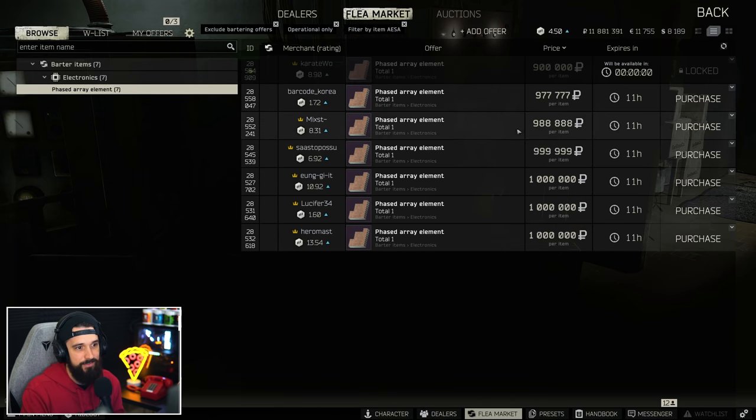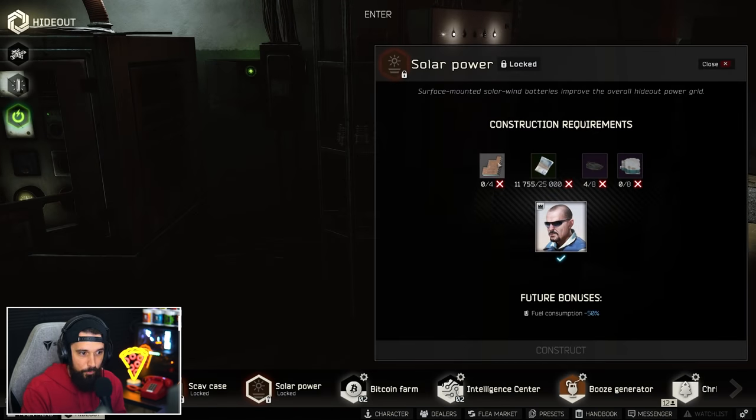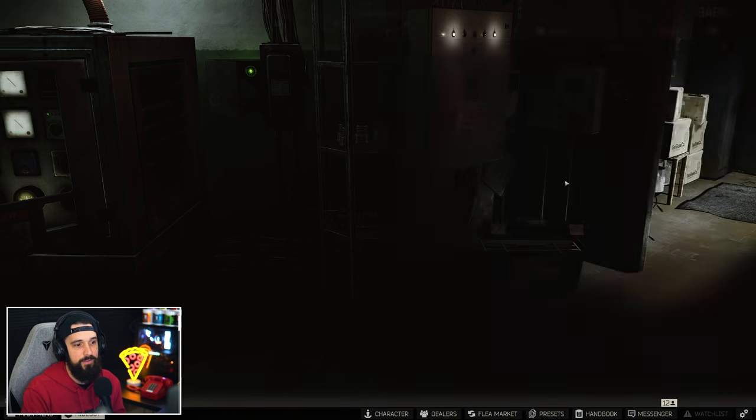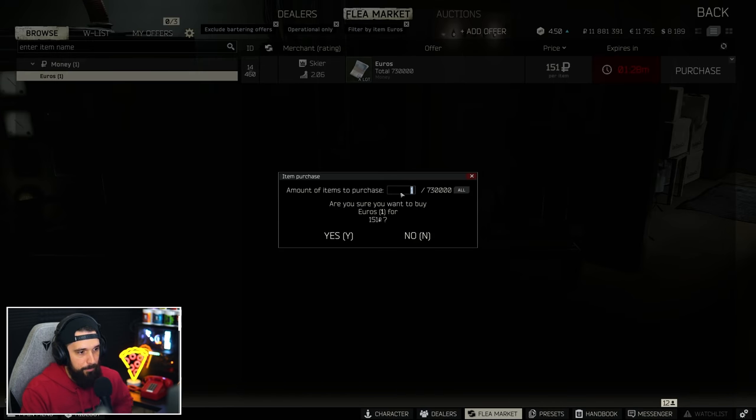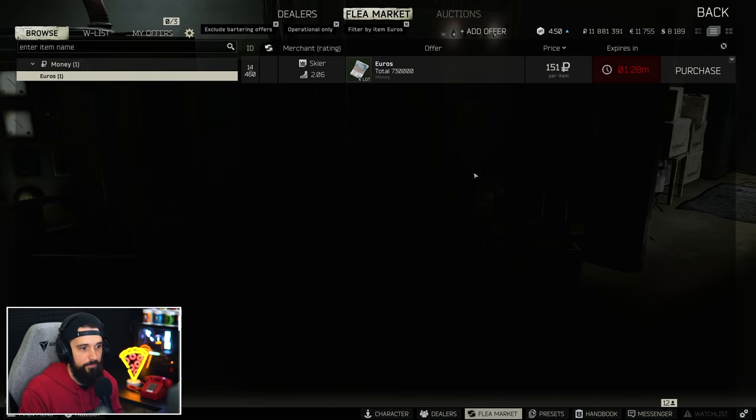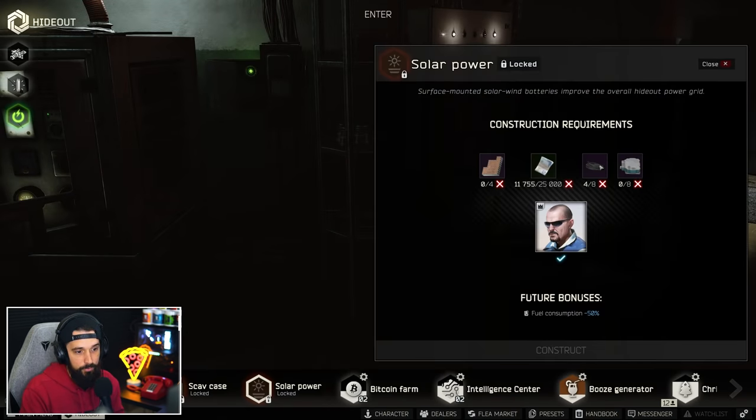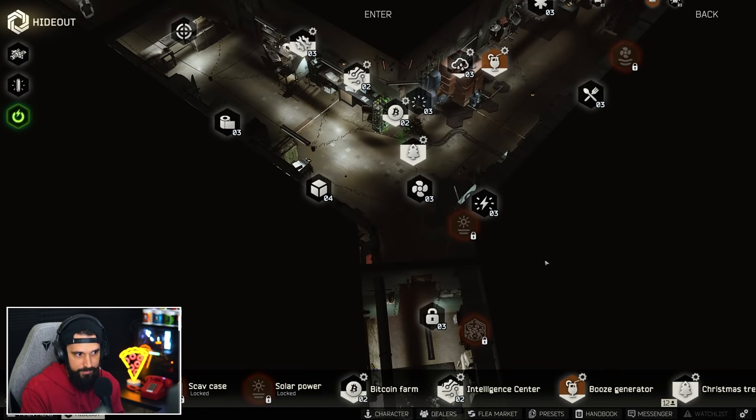And the AESAs are insane right now in value as well. So that's approximately 4 million rubles right there, unless you find those. And then if you wanted to purchase 25,000, depending on how many euros you had, that's another 4 million. So solar panels is incredibly expensive. This will be something I work towards long term because it definitely helps with fuel consumption in the hideout.